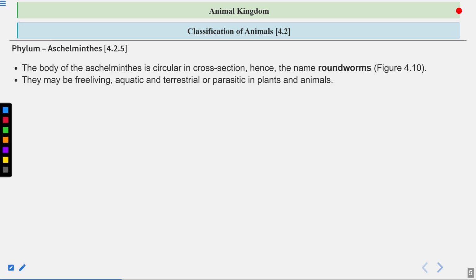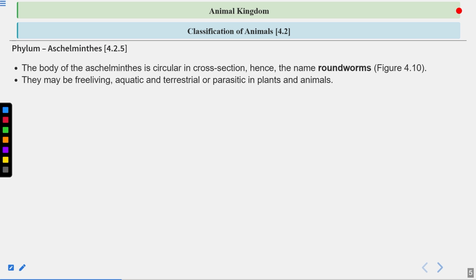They may be free living, aquatic and terrestrial, or parasitic in plants and animals. So this is the habitat. They are found free living in the environment, present on land, inside the soil. Some organisms are aquatic, meaning they are found in the aquatic environment. Some are on the terrestrial surface, on the land surface.